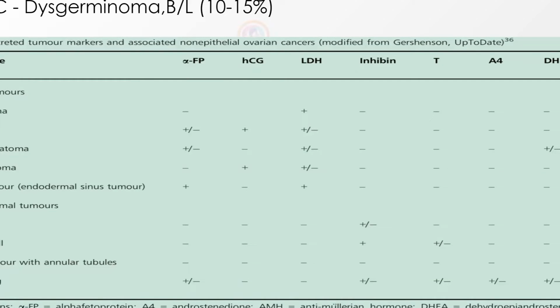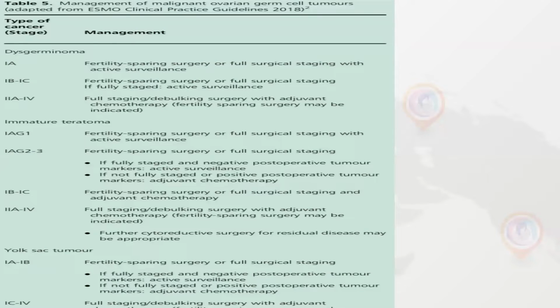In granulosa cell tumors, there is an increase in AMH and inhibin. Sertoli-Leydig cell tumors usually secrete testosterone. Now coming to the management of these types of germ cell tumors.